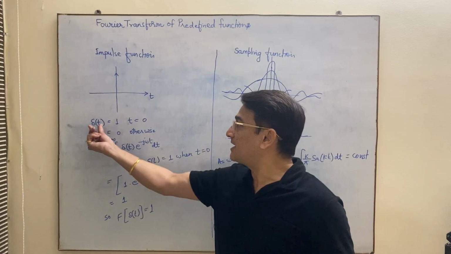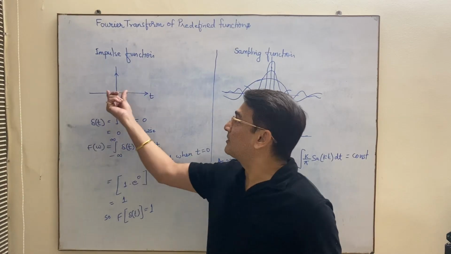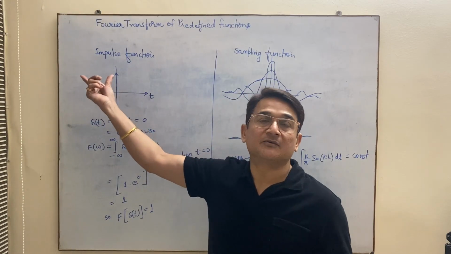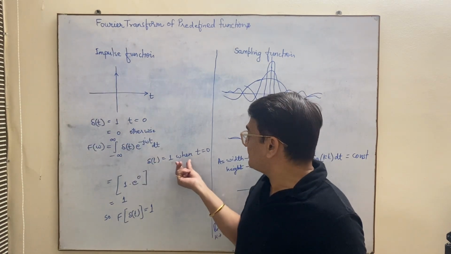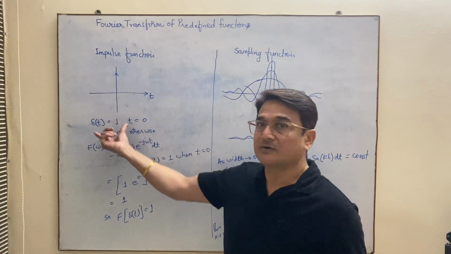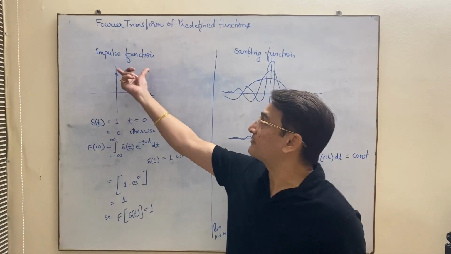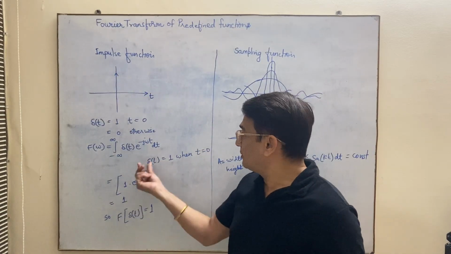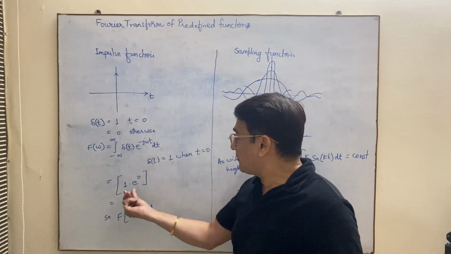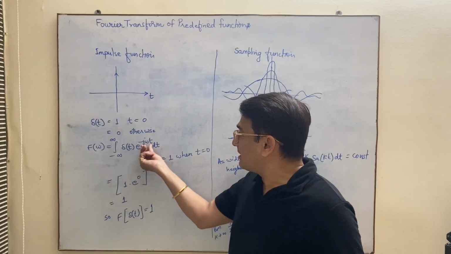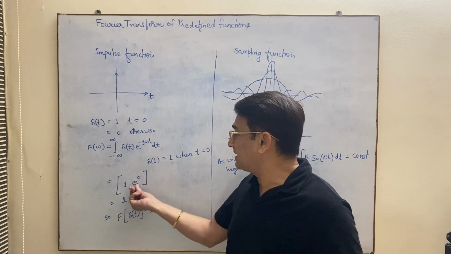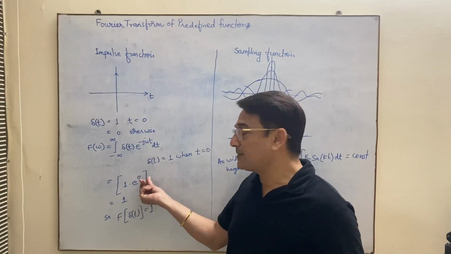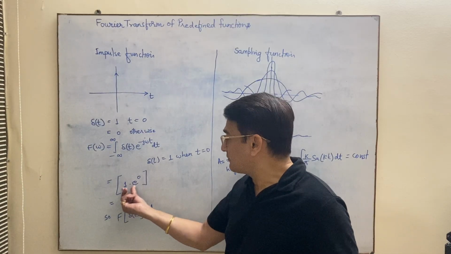Instead of f(t), I have written delta t, because you are calculating the Fourier transform of the impulse function. So delta t is equal to 1 when t is equal to 0, as per the definition of the impulse function. So delta t will be 1, and e raised to the power j omega t, with t equal to 0, means e to the power 0, and e to the power 0 is also 1. So 1 into 1 is 1.